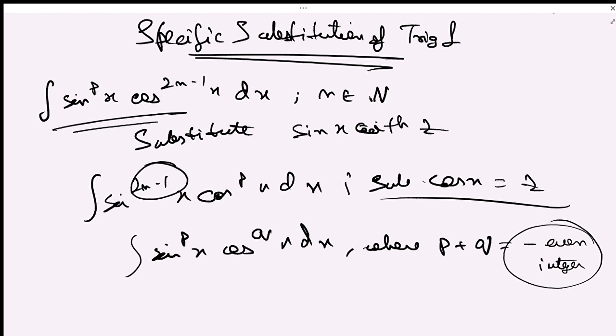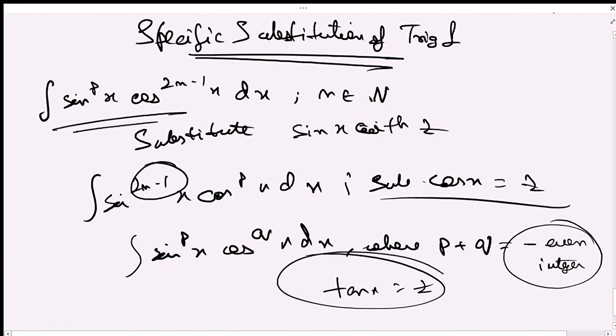Then what you will be doing is that you will be substituting tan x with z, and you will be trying to bring the function in terms of tan. It will be easily accessible at that point, where the sum of the powers will give a negative even integer, and then you are very easily done with your answer. Clear?